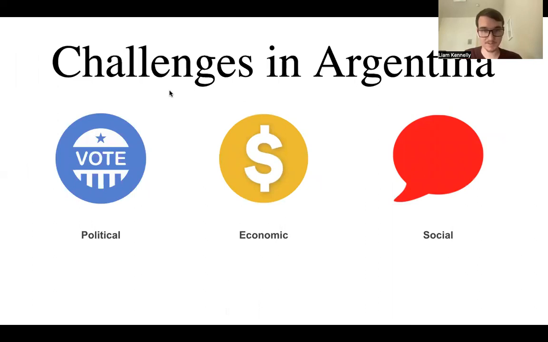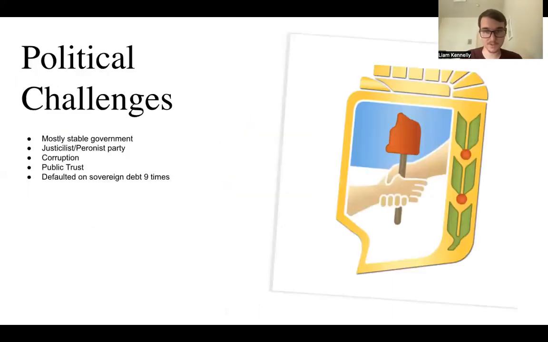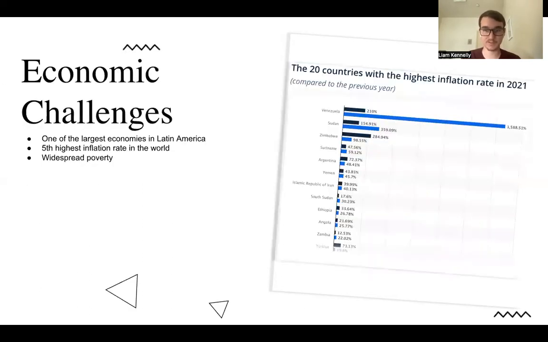So looking at more recent times, Argentina currently faces many political, economic, and social challenges. Starting with political challenges, Argentina has one of the most stable governments in Latin America, with the most popular political party being the center-left Justicialist Party, formerly known as the Peronist Party. And despite being mostly stable, the government still has lots of corruption, which has resulted in low levels of public trust in the government. And the Argentinian government has also defaulted on its sovereign debt 9 times, which leads us to its biggest challenge, the economy.